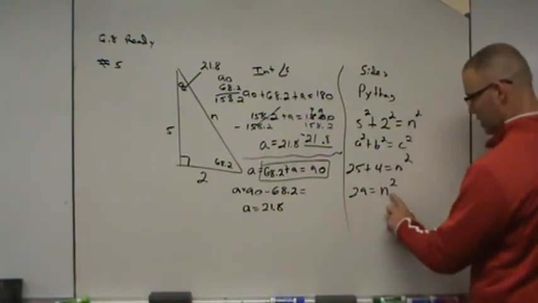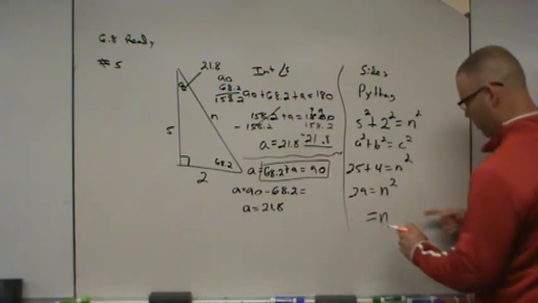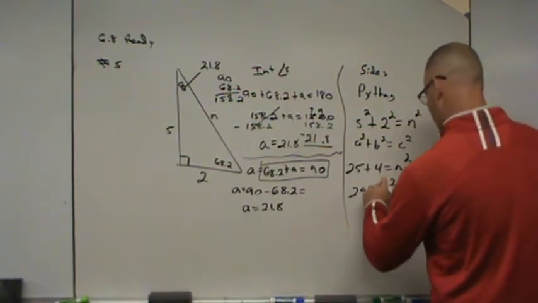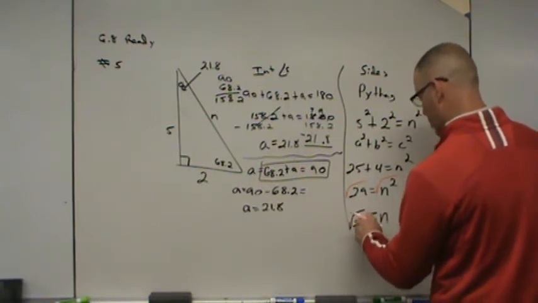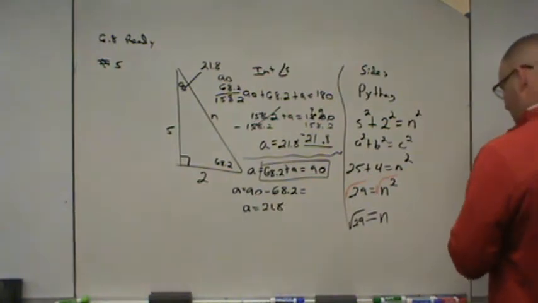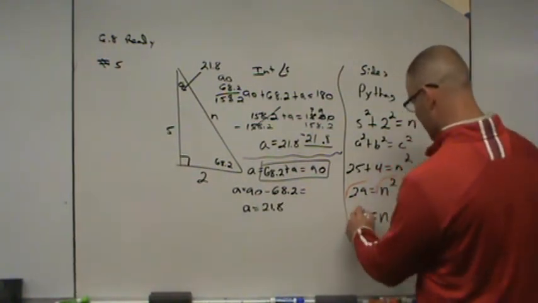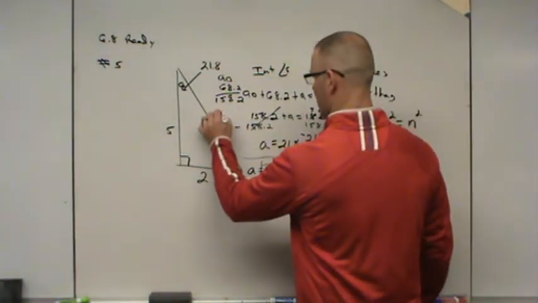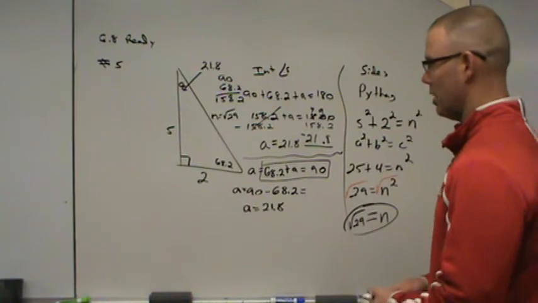Well, what you do at this point is you've got to get n by itself. So I've got to go from n squared to n. How do I do that? I take the square root of both sides. So the square root of 29. So yes, your answer is a decimal. That's essentially what that's saying. My answer is a decimal, the square root of 29. Well, I don't know what the square root of 29 is, Mr. Wilson. That doesn't make sense.